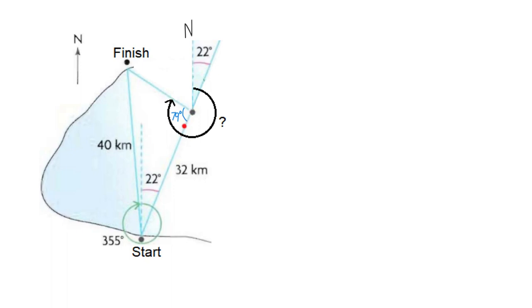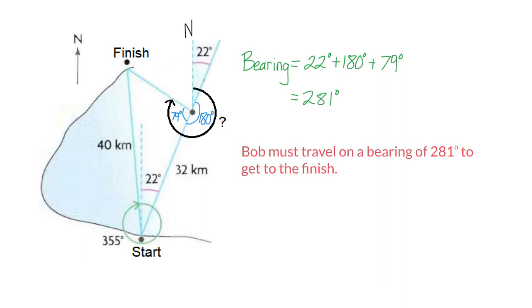So if you think about the fact that this is a straight line, this angle in here is 180 degrees. And then this angle I already know is 79 degrees. That's what I just found out. And this angle between the north-south line and this line is 22 degrees. So if I put all that together, I can figure out what the bearing is. It's 22 degrees plus 180 degrees plus 79 degrees. So I end up with a bearing of 281 degrees. So Bob must travel on a bearing of 281 degrees to get to the finish.